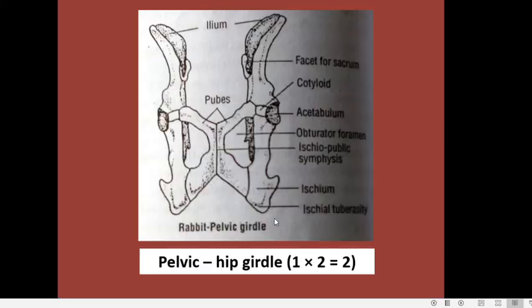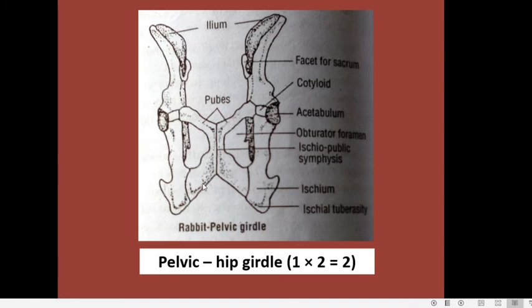Now we move on to the pelvic girdle of the rabbit. The pelvic girdle or the hip girdle supports the hind limb bones. It is from the pelvic girdle that the hind limb bones are suspended. Each half of the pelvic girdle is a single bone. So this is a single bone. This is one half of the pelvic girdle which is a single bone.